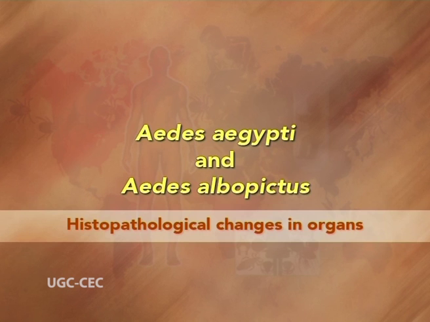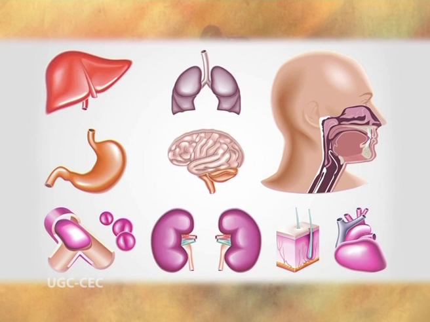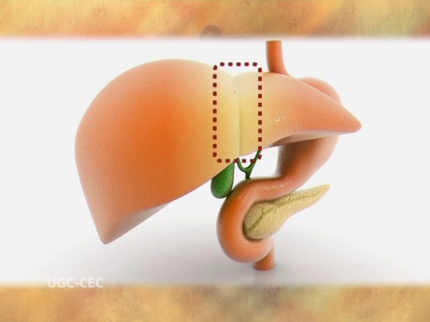Histopathological changes in organs. Histopathological changes occur in the liver, lungs, brain, gastrointestinal tract, capillary tubes, kidney, skin layer and heart if there is an occurrence of dengue hemorrhagic fever. The liver is often affected.